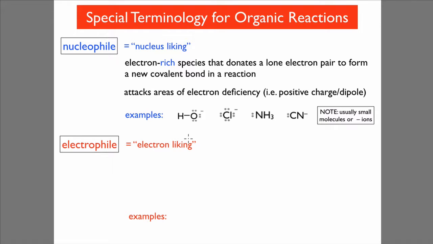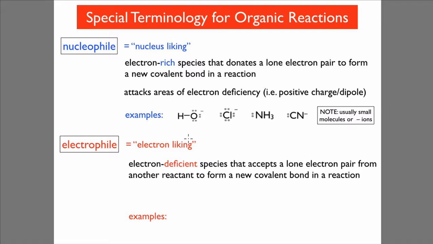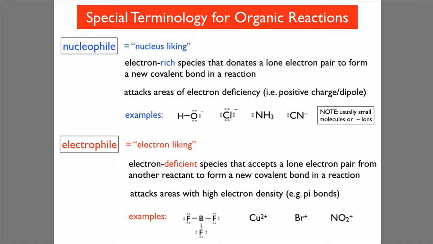Electrophiles, or electron liking, are electron deficient species that accept a lone electron pair from another reactant to form a new covalent bond in a reaction. They attack areas with high electron density, for example, pi bonds. Some examples of electrophiles: we've got bromine trifluoride, copper ion, we've got this positive bromine ion, which we'll get to later, and NO2+.